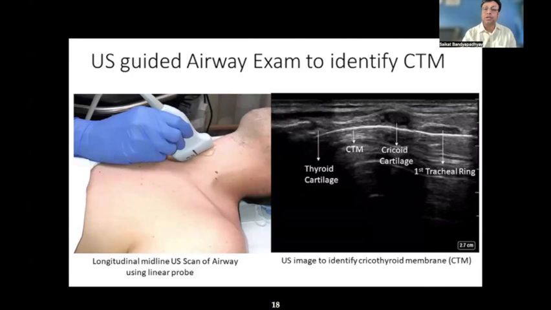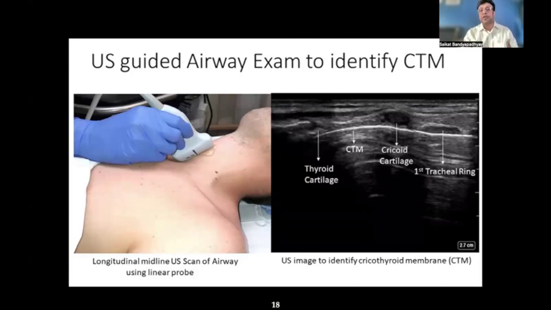So you can see the cricoid cartilage, which is like a sigmoid shape. It's like a diamond shaped structure in a cross section, which is hypoechogenic. And right below the cricoid, you can see the tracheal rings, and beneath the level of the cricoid and the tracheal rings, you can see the white echogenic cricothyroid membrane.